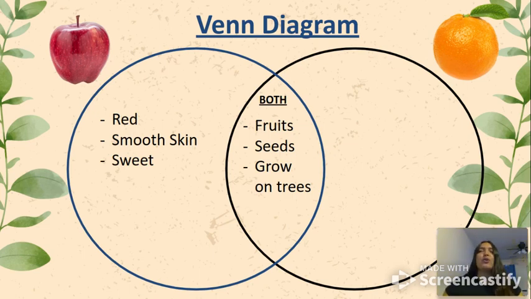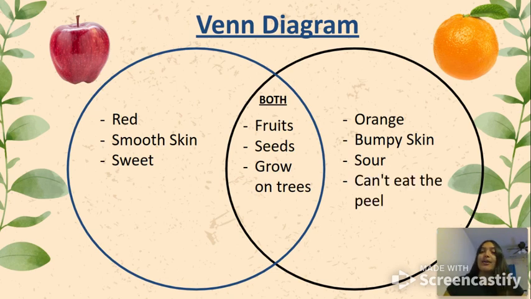What about an orange? What makes an orange different than an apple? Of course, an orange is the color orange. It has bumpy skin or it has like a bumpy peel. They tend to be a little bit more sour. And one more. Yes. Yeah, so you can't eat the peel of an orange, but you can eat the peel or the skin of an apple. Good job, everyone. So, this is what we're going to be doing now, but with stories.